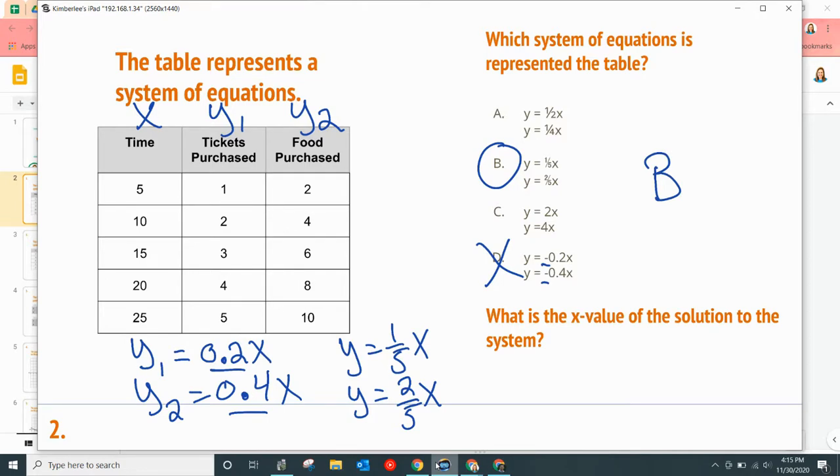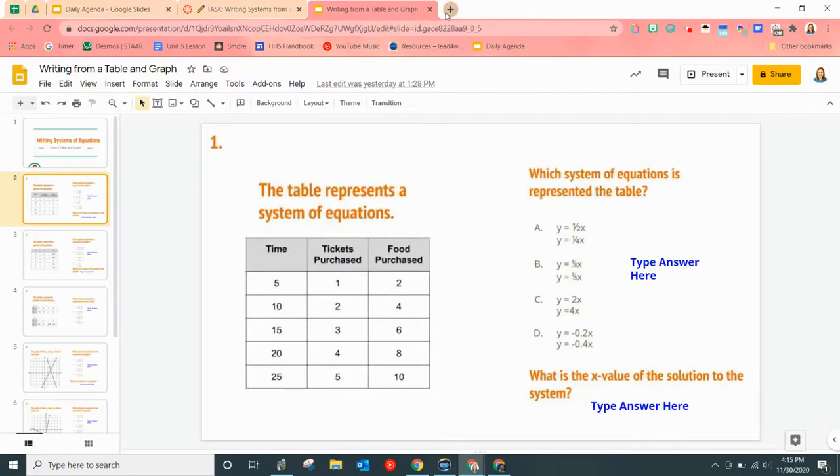It says, what is the value of the solution to the system? What is the x value of the solution? So now we've got to think back to what we did yesterday. I have two equations, and I can use either one of them, the one with the decimals or the one with the fractions, and I need the solution to that system. Well, that's where they intersect.